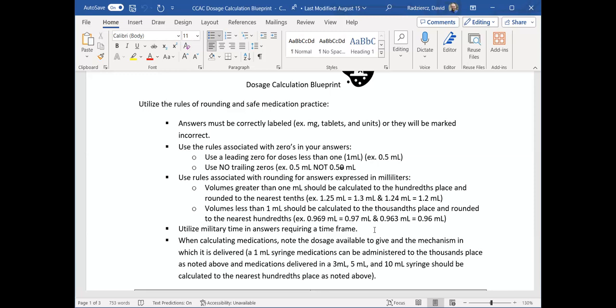So 0800 would be 8 a.m., 2000 hours is usually how it's described, would be 8 p.m. Then you'd have 1200, which would be 12 p.m., and 0000 would be 12 a.m. And you'll get some review in that as well if that's something that you are not familiar with.